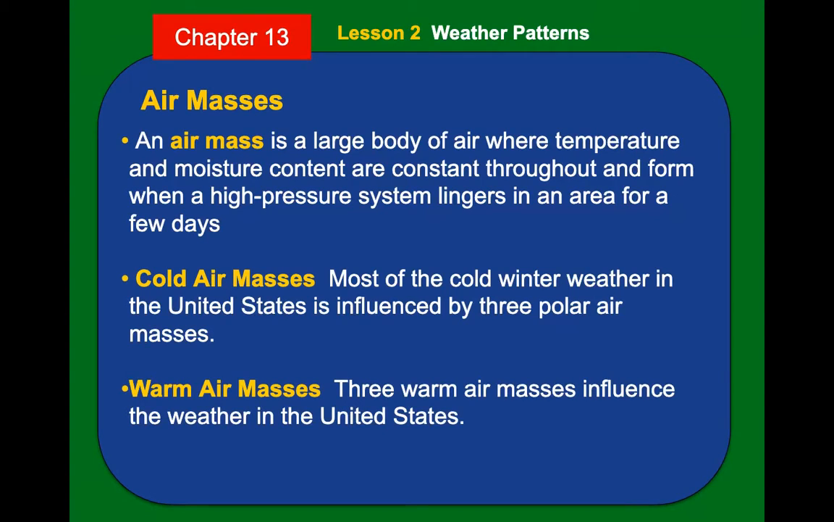As you might imagine, the cold air masses are going to come from the north in the United States, and the warm air masses are going to come from the south. So the colder weather that we get in the United States in the winter is going to come from the polar regions or from Canada, and the warmer air that we get is going to come from both the west coast, off the coast of the United States, up from Mexico, and then from the Gulf of Mexico.